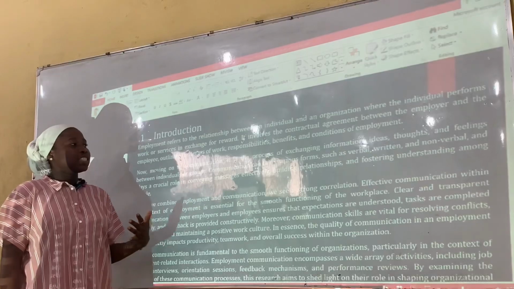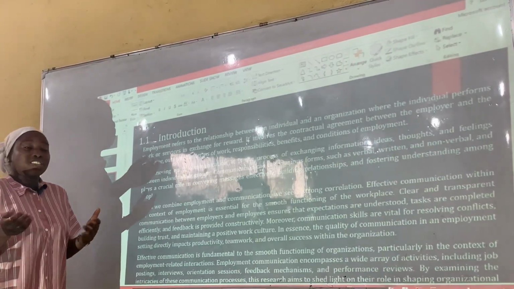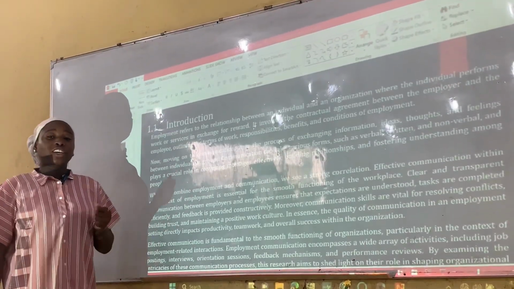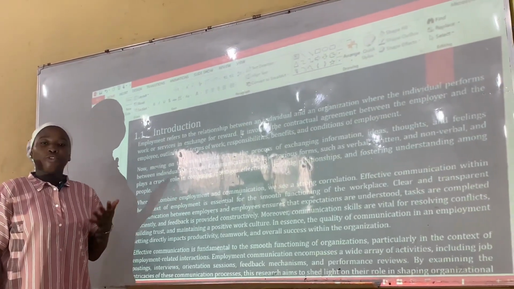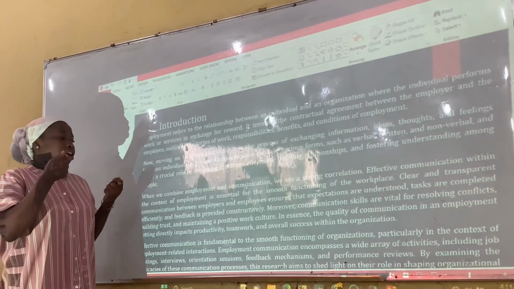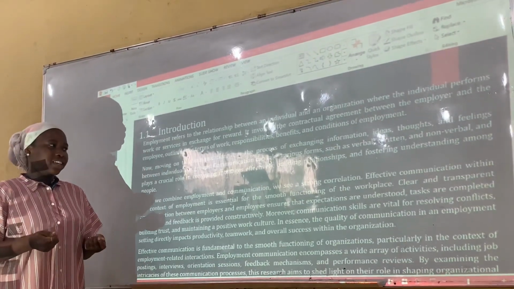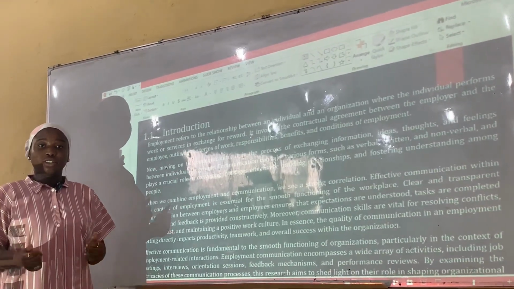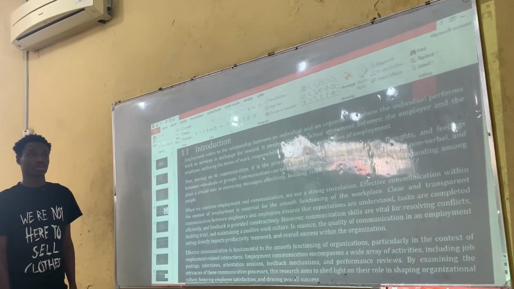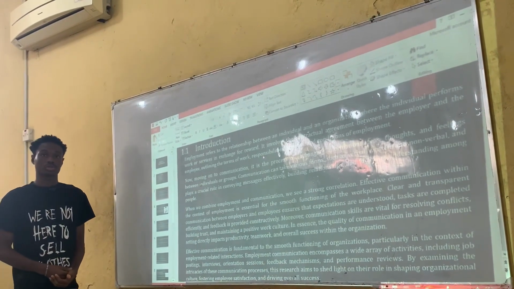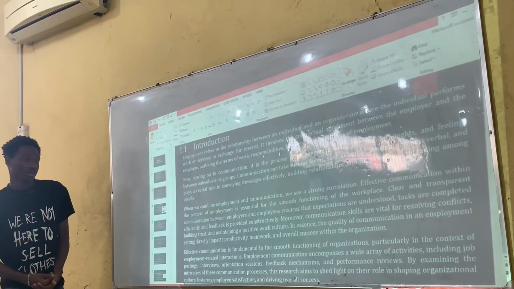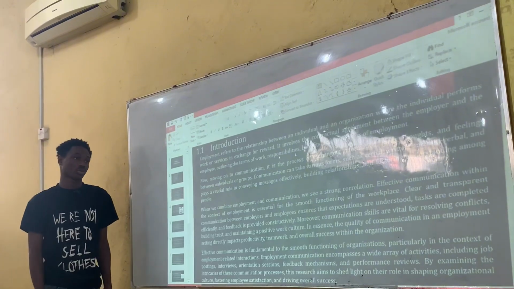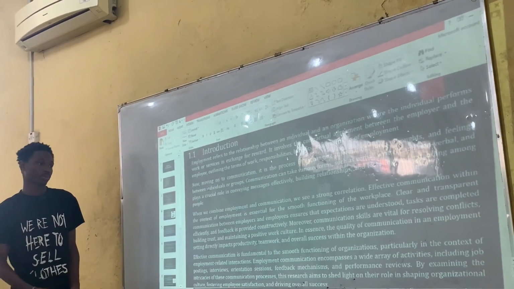Now, moving on to communication. What is communication? Communication is the process of exchanging information, ideas, thoughts, and feelings between individuals, groups, or a firm. Communication can take various forms, such as verbal, written, and non-verbal. It plays crucial roles in conveying messages effectively, building relationships, and fostering understanding among people in an organization. Still under introduction, effective communication is fundamental to the smooth functioning of an organization. Employee communication encompasses a wide array of activities, including job postings, interviews, orientation sessions, feedback mechanisms, and performance reviews.